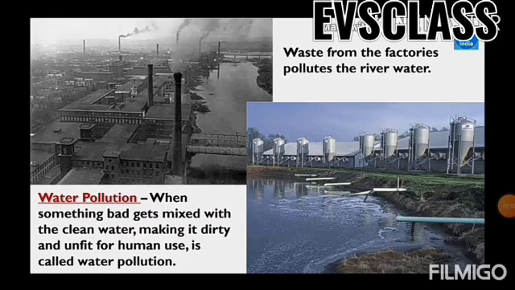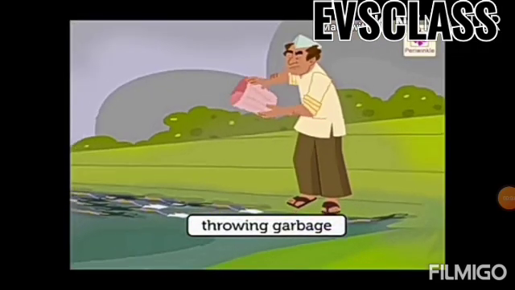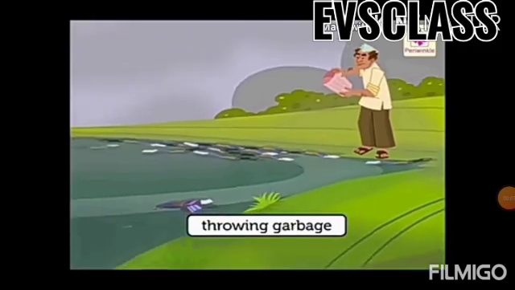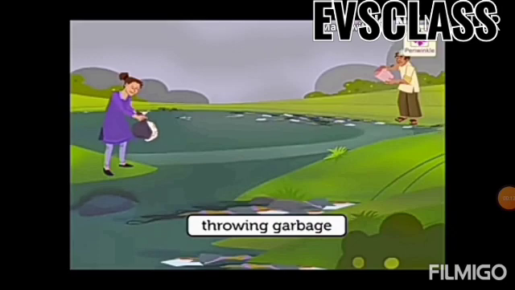Now students, look at one video to see how water gets polluted. How does water get dirty? When we throw garbage or dirt into rivers, lakes, and other water bodies, we are dirtying the water.